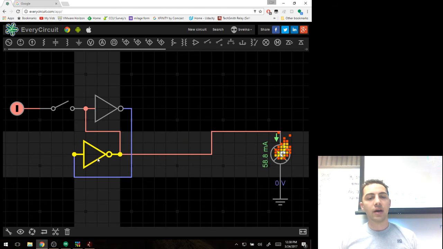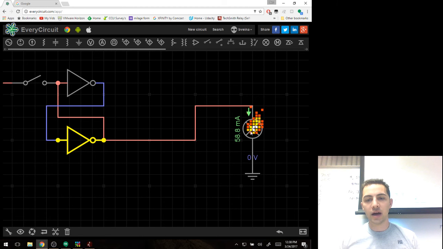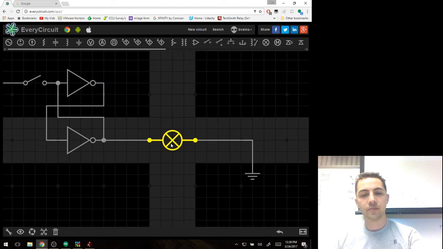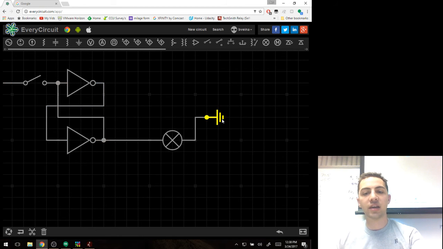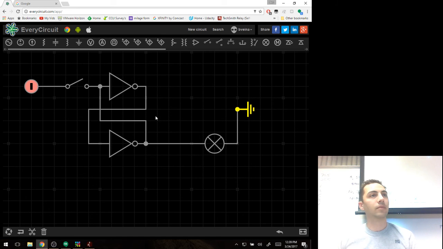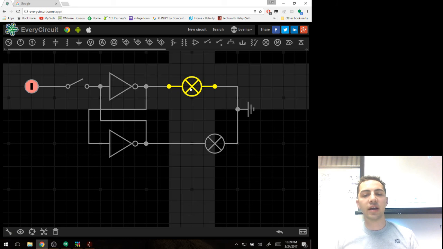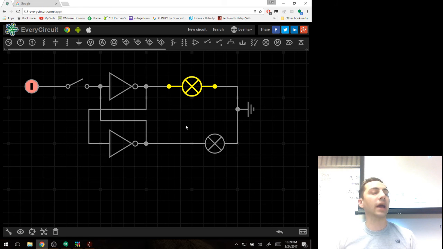Now, I'm going to do something a little crazy here. I'm going to move a few things around. Haven't changed anything. Same circuit. All I did was move it, and it auto-routed these wires for me. All right. I'm going to add in another lamp. So the only thing I've changed is the circuit now has 2 lamps.